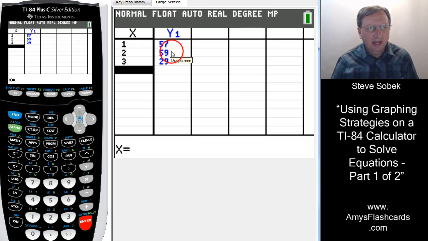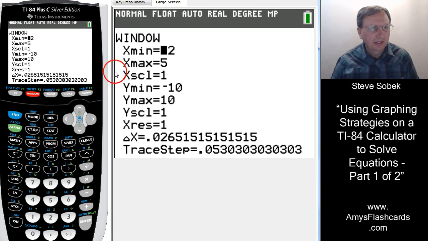Let's set our maximum value for y. Let's set that at 70. All right, so let's hit the window button and hit the down arrow key to highlight y max.